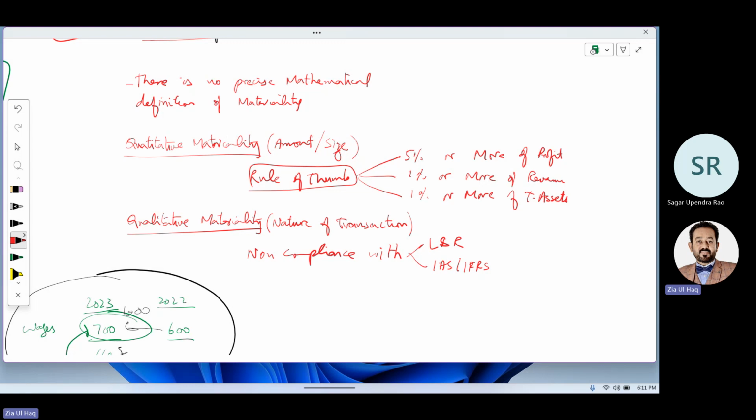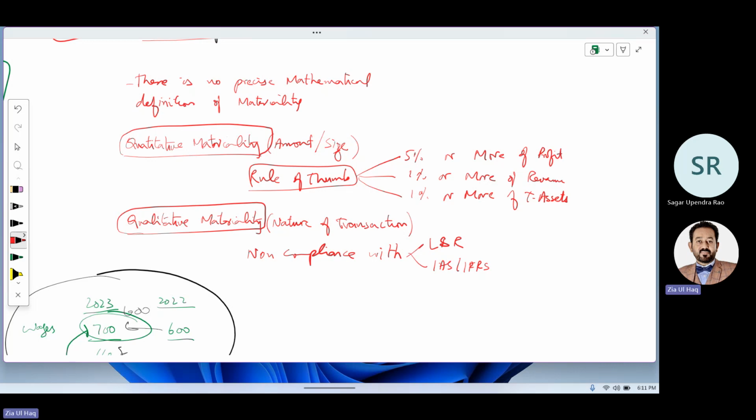We shouldn't only check quantitative materiality, we should look for qualitative materiality as well. What is qualitative materiality? Nature of transaction. Like any non-compliance with law, regulations or accounting standards will be considered a material misstatement. Even if the amount is immaterial as compared to quantitative, qualitatively it will be considered a material misstatement.